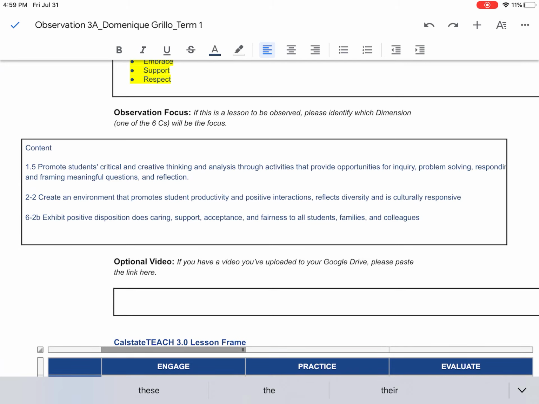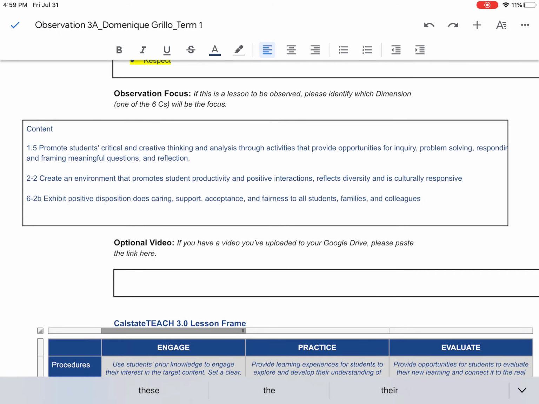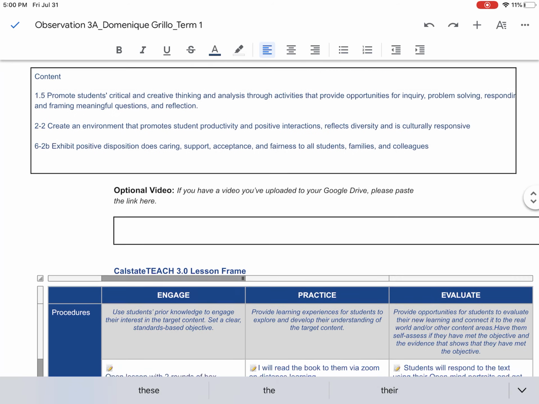2.2 is create an environment that promotes student productivity and positive interactions, reflects diversity, and is culturally responsive. Again, a culturally responsive lesson. I think this is right on point with that one. And then exhibit a positive disposition, does so with caring, support, acceptance, and fairness to all students, families, and colleagues, which again is the goal of this lesson, to really encourage that positive disposition.